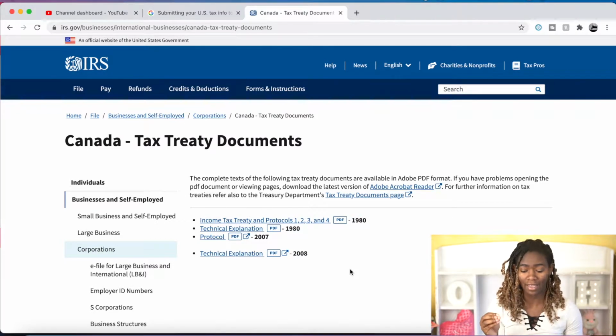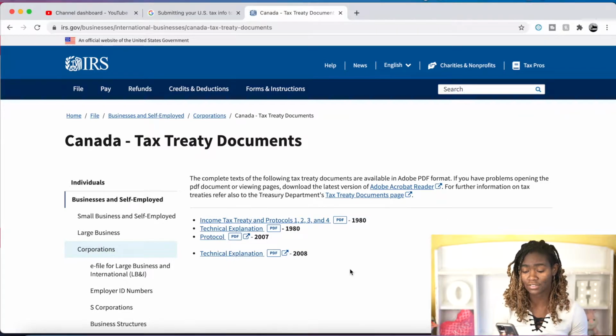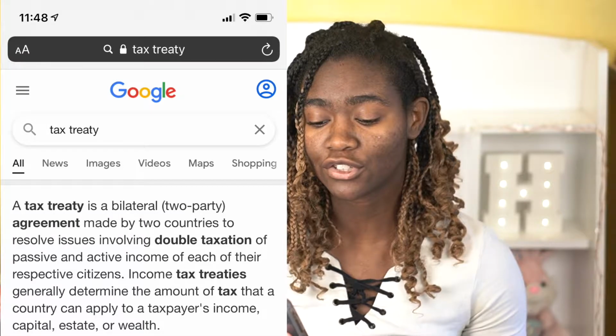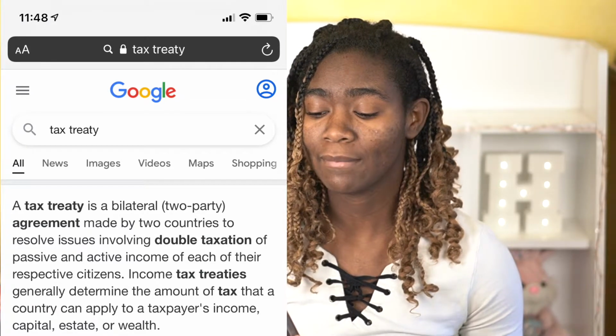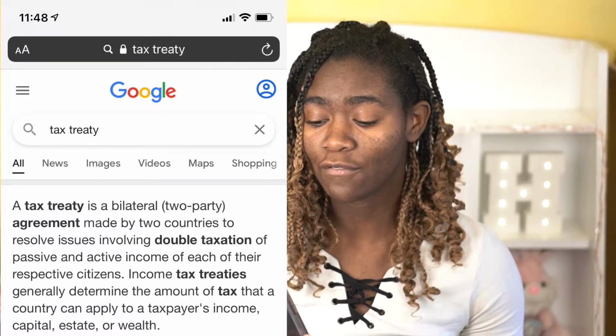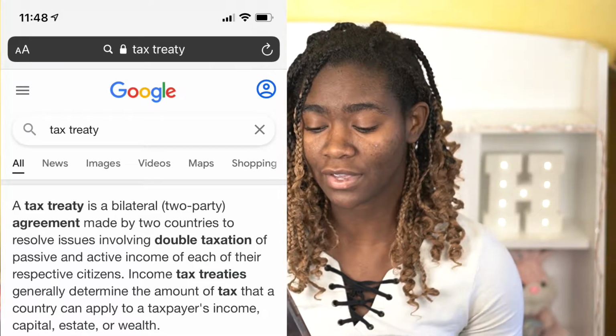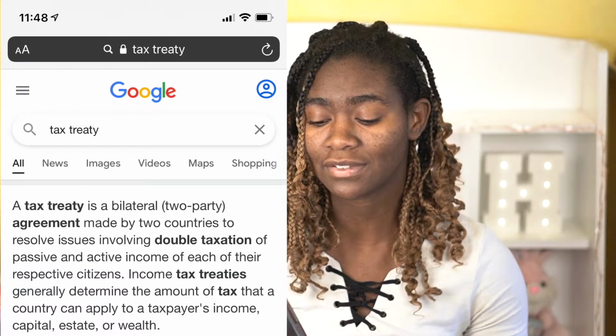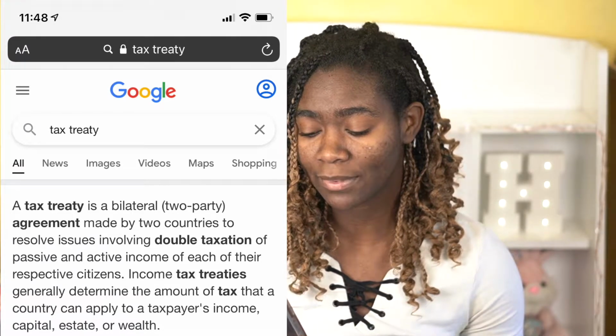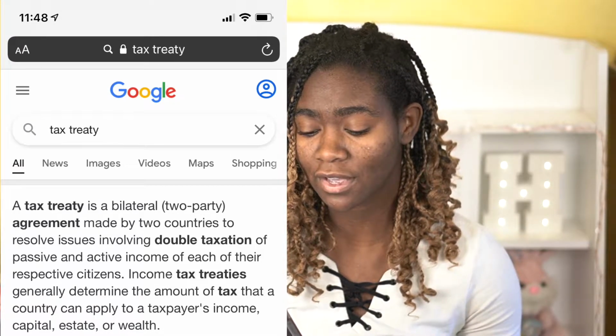But from what I understand, and from a Google definition of a tax treaty, it says a treaty is a bilateral two-party agreement made by two countries to resolve issues involving double taxation of passive and active income of each of their respective citizens. Income tax treaties generally determine the amount of tax that a country can apply to a taxpayer's income, capital, estate, or wealth. So once again, I'm not a tax professional or an accountant or anything like that, but to my understanding, if your country has a tax treaty with another country, then you won't be double taxed.